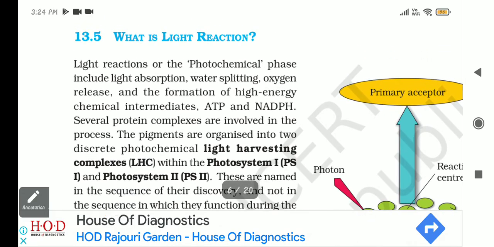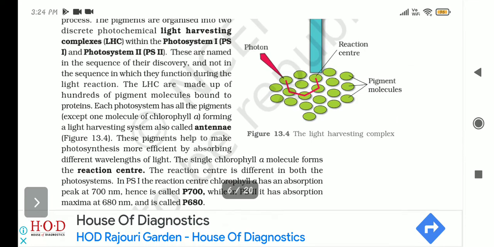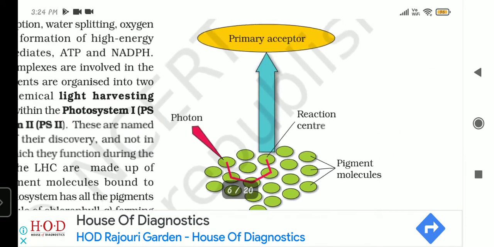Next we are going to talk about what the light reaction is. Light reaction, this is very simple guys, very simple.